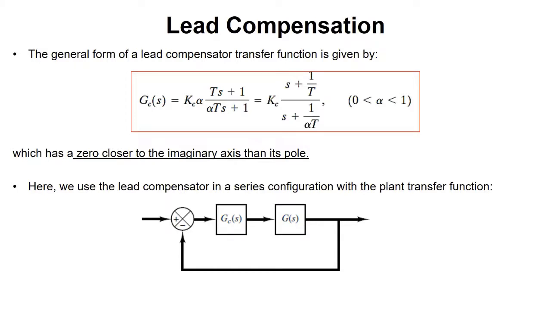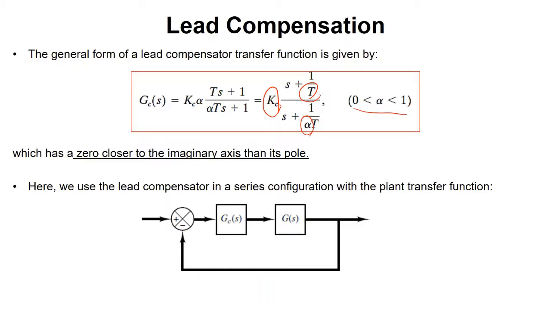But what is a lead compensator? A lead compensator is a controller with an adjustable gain, a zero, and a pole. So it has 1 zero, 1 pole, and a gain, and it has 3 parameters that you can choose. So it's not like a simple gain. One of them is the gain Kc, the other is T, and the other, very important, is alpha, which is between 0 and 1.